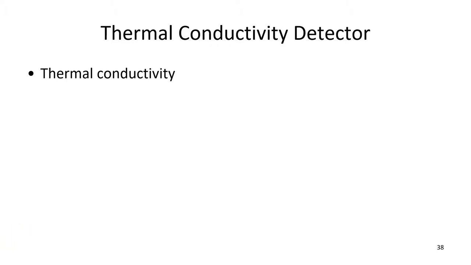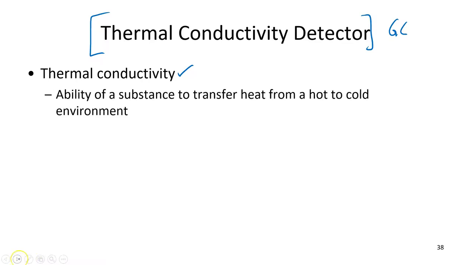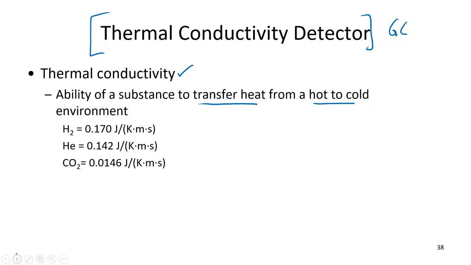Hi everyone, we're going to talk about the thermal conductivity detector used in GC in this video, and maybe we ought to begin with the definition of thermal conductivity. That's the ability of a substance to transfer heat from hot to cold. Here are some example values for, in this case, commonly used mobile phases in GC. Helium probably is the most common one, and you can see the units for thermal conductivity are joules per Kelvin meter second.